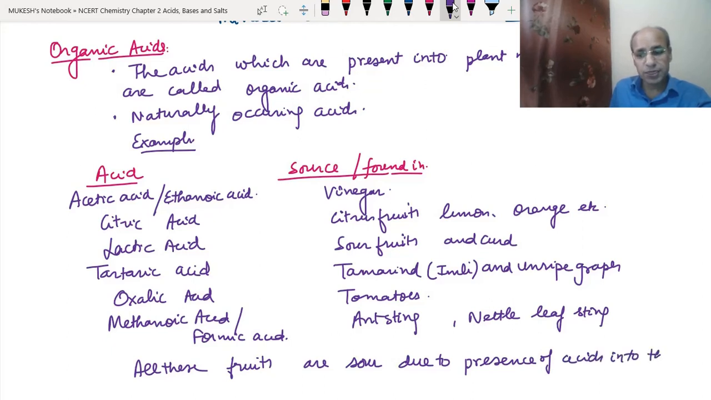Clear? We have just written very few acids. There are many more acids which we can list. Here we have listed a few of them. Whatever things you find sour in life, they contain acid in them.